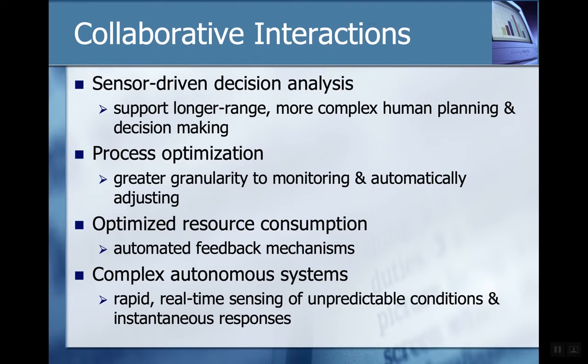So we're talking about collaborative interactions. The more information you can gather, the more analysis you can do, and the more analysis you can do, the more accurate you can get the results. All right, so the idea of process optimization: you could gather more and more information to monitor.